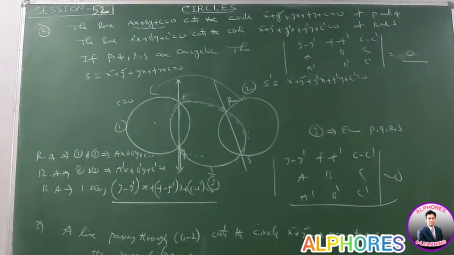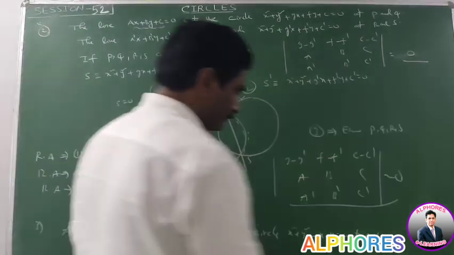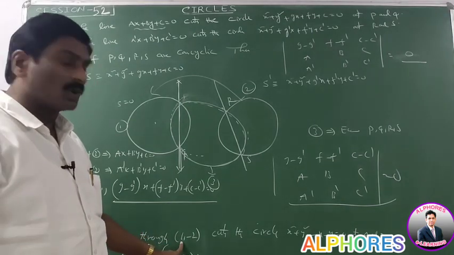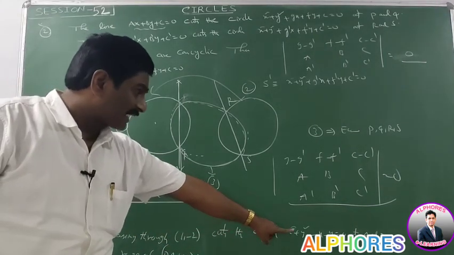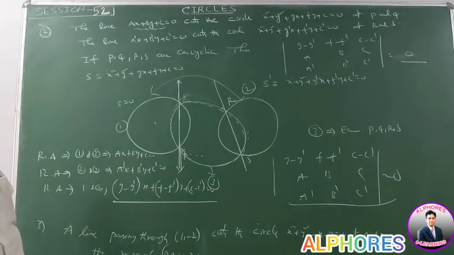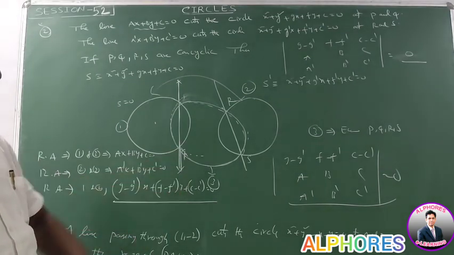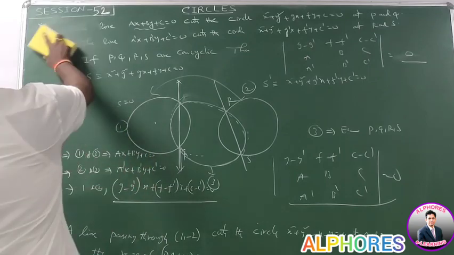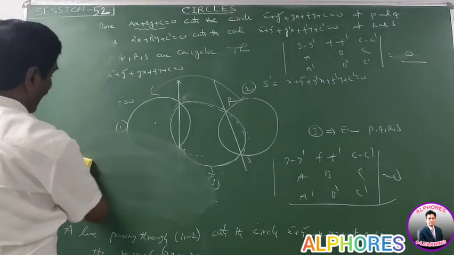Next, third one. A line passing through P (1, minus 2) cuts the circle x square plus y square minus x minus y is equal to 0 at capital A and capital B. Then the range of PA plus PB is dash.